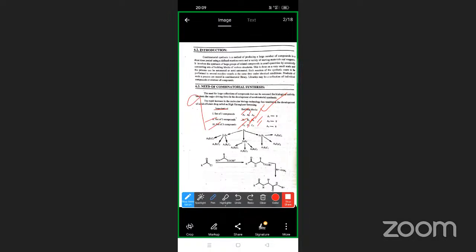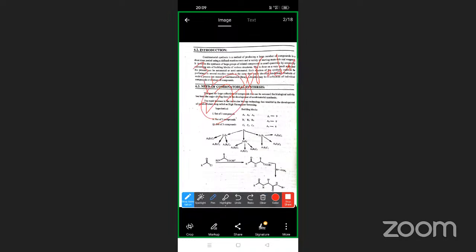And from each block type, we are getting 9 compounds, right? From A type of building block, we are getting 9 compounds. From B type, we are getting 9 compounds. And from C type, we are getting 9 compounds. So in total, it is 27. From 3 types of building blocks, we are getting the 27 products here. 27 products by using only 3.